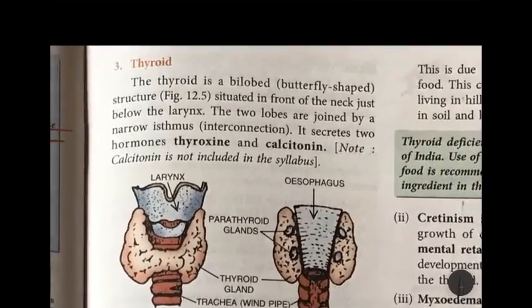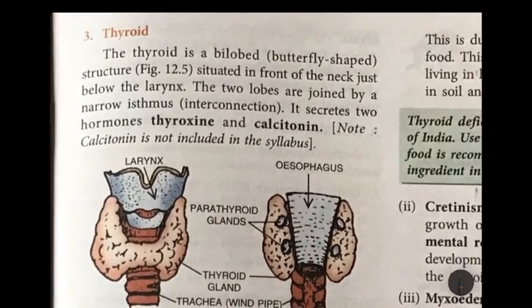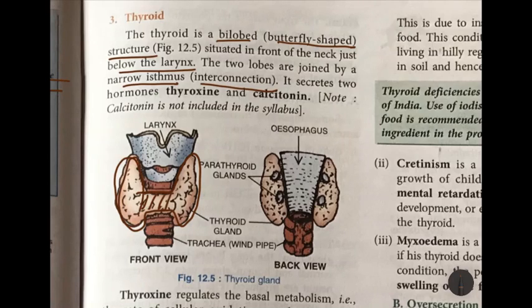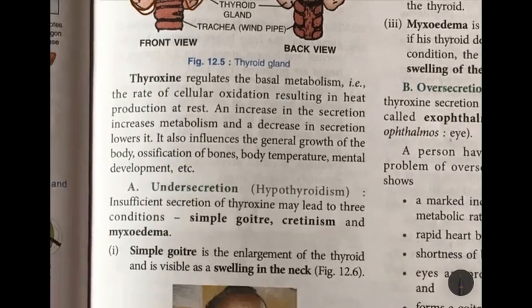Okay, so now next we move on to the thyroid. The thyroid is a bilobed, having two lobes, butterfly-shaped structure. There you can see a butterfly-shaped structure here, situated in front of the neck, just below the larynx. Now these two lobes are joined by a narrow isthmus, which is an interconnection. So the two parts are connected by a narrow interconnection, which is known as isthmus. It secretes two hormones, thyroxine and calcitonin. Calcitonin is not there in your syllabus.